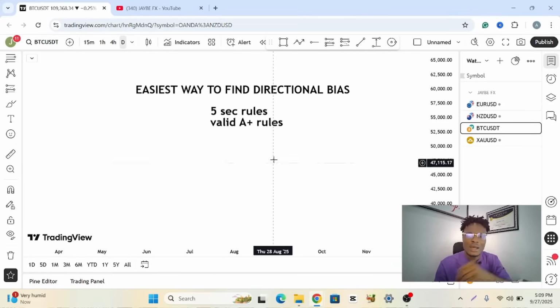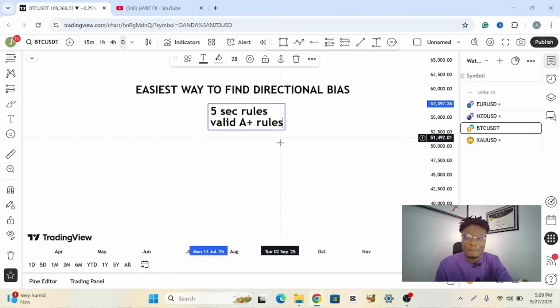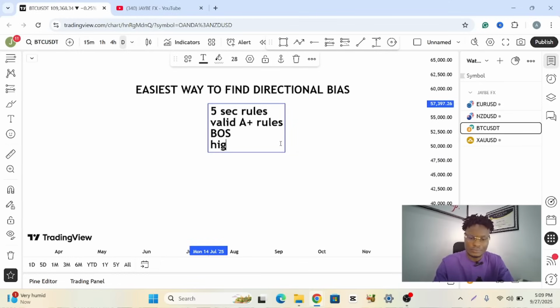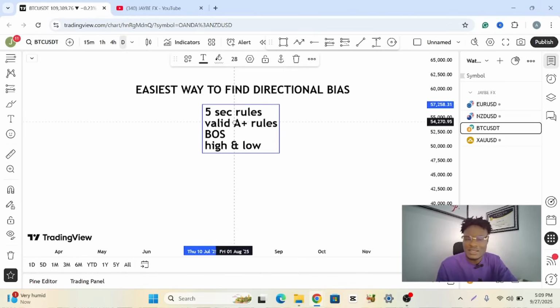Now, the second thing is that we're going to be using the law of BOS and the law of highs and lows. Sure you got. Now, these are the things we need.